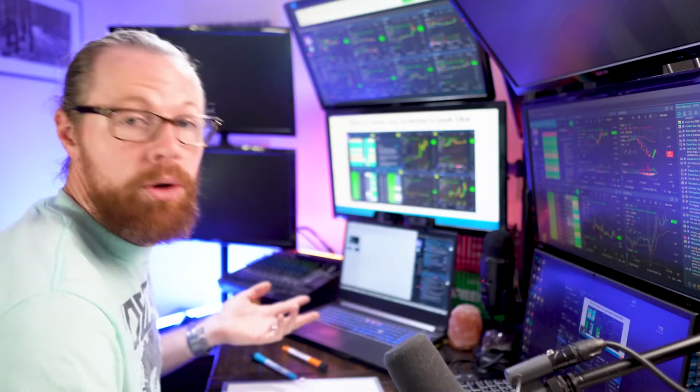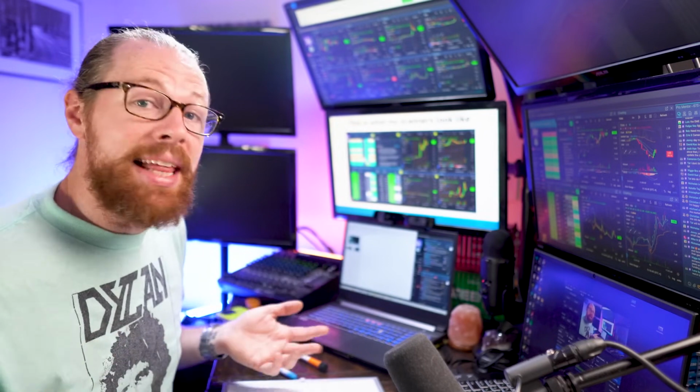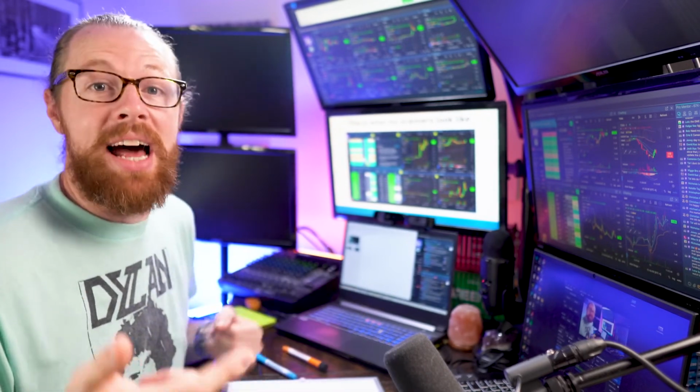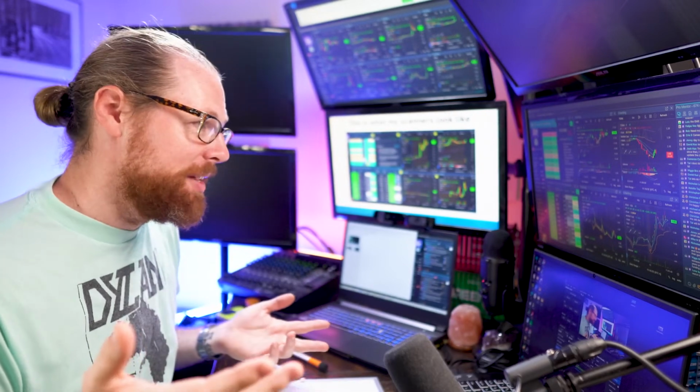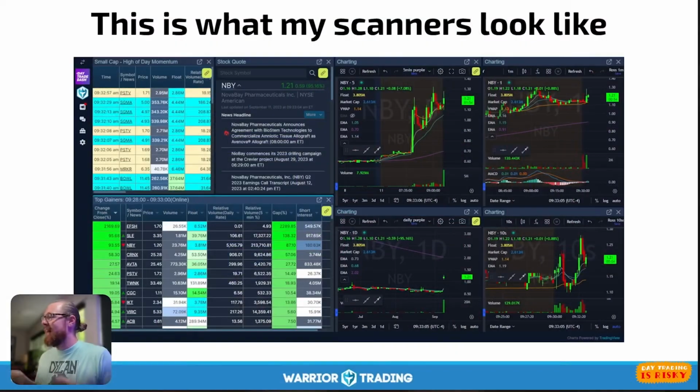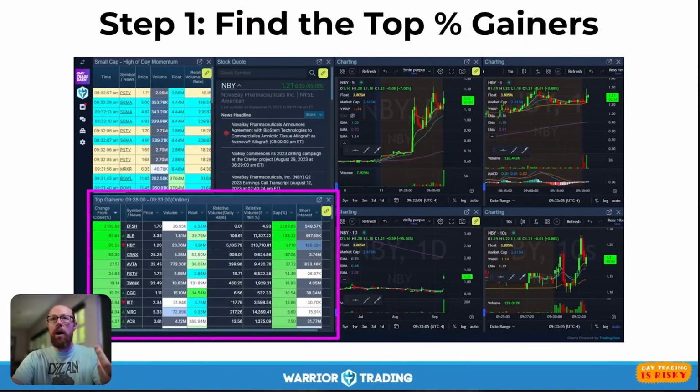So in my case, what am I telling the scanner to look for? A stock that has 5 times relative volume, a stock price between $1 and $20, a stock that's up at least 10%, right? This is what we're looking for, a float of less than 20 million shares, and a stock that has some type of news catalyst. And then I start step 1 with find the top percentage gainers each day. All right, so now I'm looking for the top percentage gainer, and that's on this scan right here.